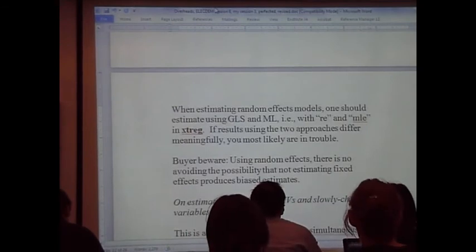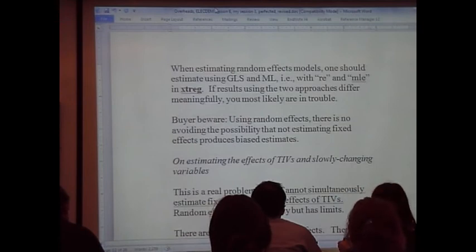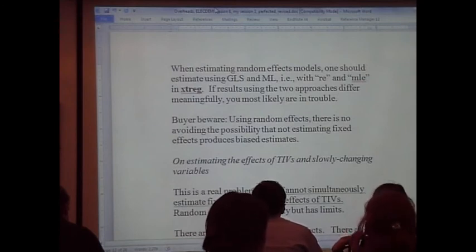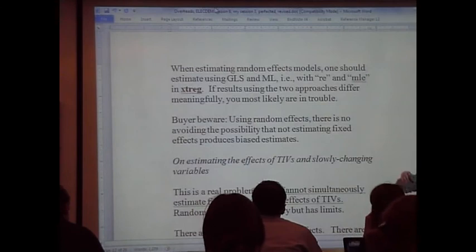Remember, if people sell you these solutions as surefire, it might make you feel better, but it doesn't make it right. The world is full of uncertainties. We'll get to that. And always buyer beware. We've already emphasized this: using random effects, there is no avoiding the possibility that not estimating fixed effects produces biased estimates. There is no avoiding it.